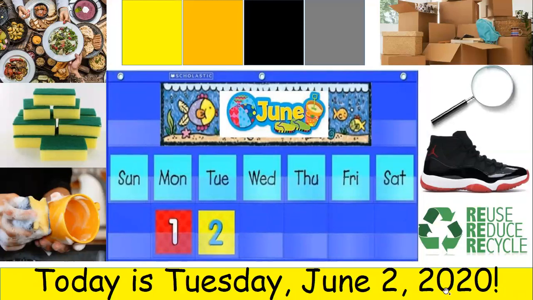And what year are we in, boys and girls? 2020. So today is what day? Tuesday. What month are we in? June. What number? Two, or second. What year? 2020. Today is June 2nd, 2020.